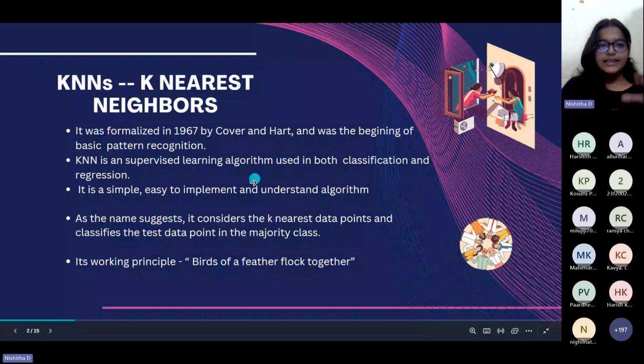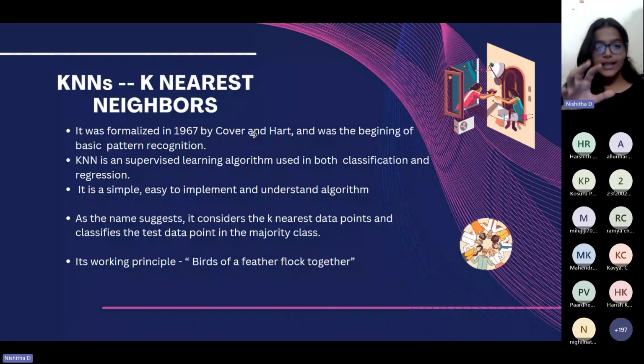Now, how does this KNN algorithm work? As the name suggests, it has something to do with the k nearest neighbors. K can be any integer, basically from 1 to any integer. It will consider the k nearest data points to a test data point and classify the test data point into the class which most of those k neighbors belong to. So it basically classifies the test data point into the majority class of those k nearest neighbors, or k nearest data points.